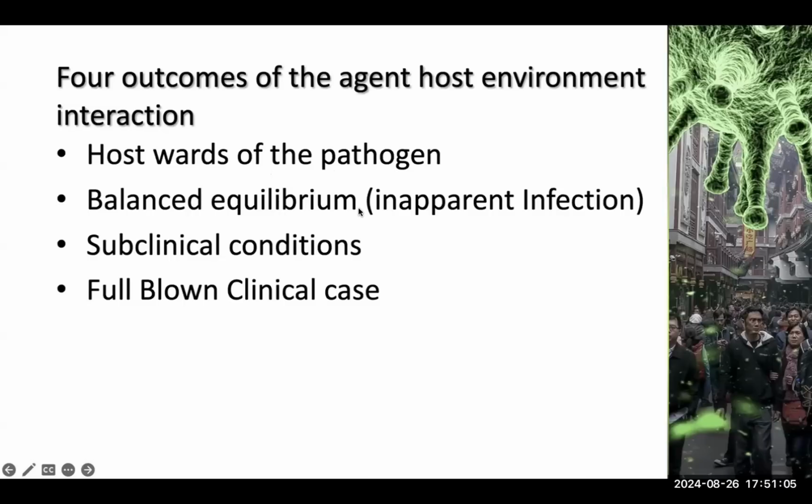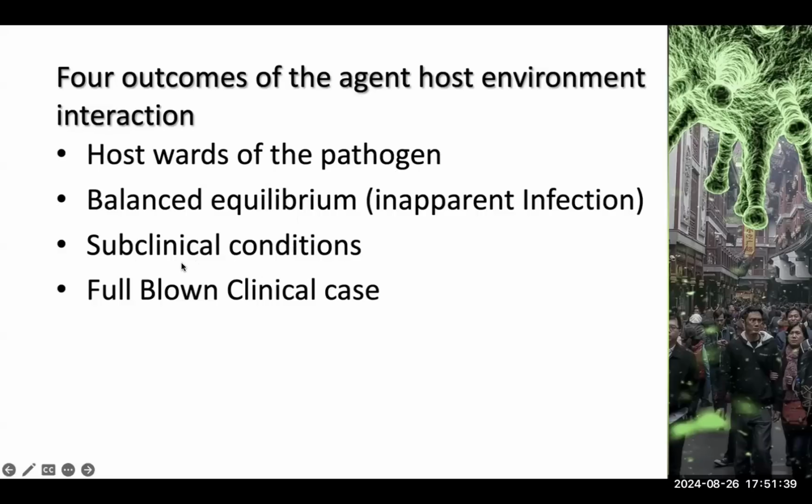Second is the balance equilibrium. Balance equilibrium is the period when there is no apparent infection or an inapparent infection. This is the most dangerous time for the agent-host environment interaction, because at this point in time, the subject will be a carrier and he may be able to transmit the disease. But at this point in time also, while transmitting the disease, the subject will be able to evade detection and you cannot find the disease in the subject.